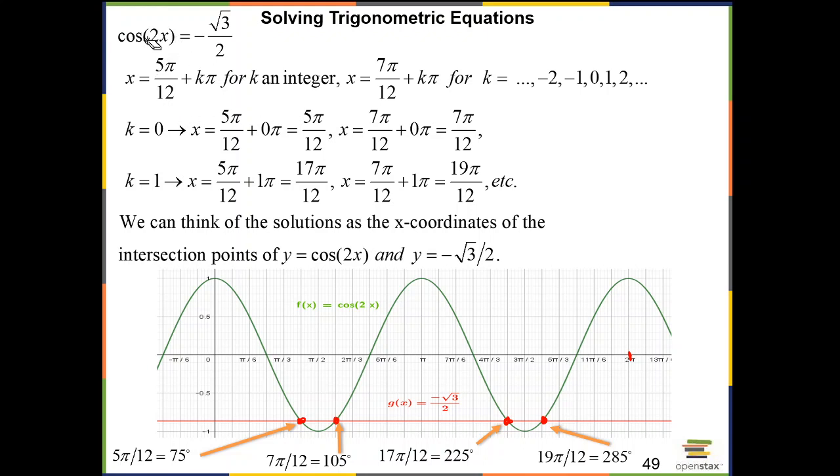So think about it. If this was 10x, then you would have 10 cycles in 2 pi. And for every cycle, we will find 2 solutions. So that would be 20 solutions, right? If this was cosine 10x. All right, so that's the idea. It's a different angle of looking at a trig equation.